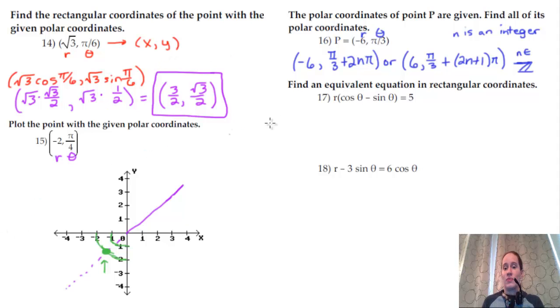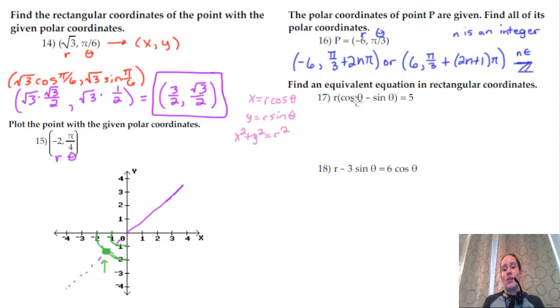17. Find an equivalent equation in rectangular coordinates. We have r's and thetas. We want to write with x's and y's, and technically as soon as our r and thetas are gone, we've converted it, and it kind of depends on you or your teacher how far after that you need to go. So we want to use these relationships, which we have written on our unit circle card. X equals r cosine theta, y equals r sine theta, and x squared plus y squared equals r squared.